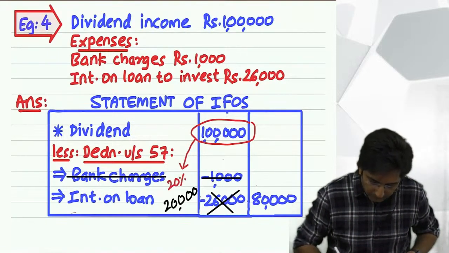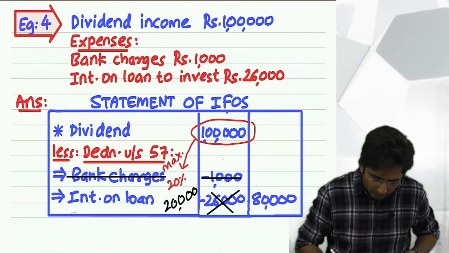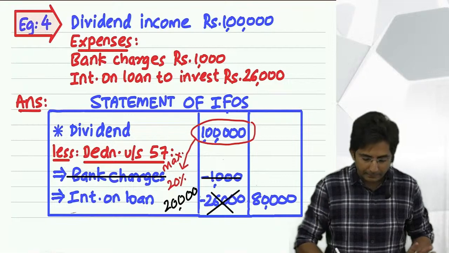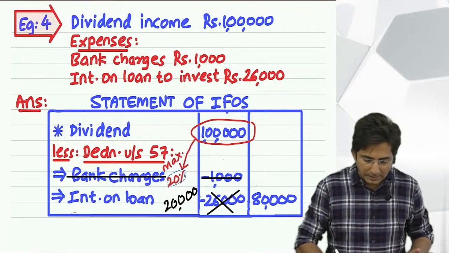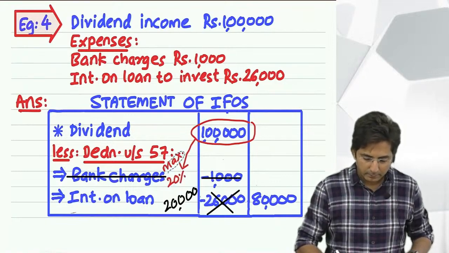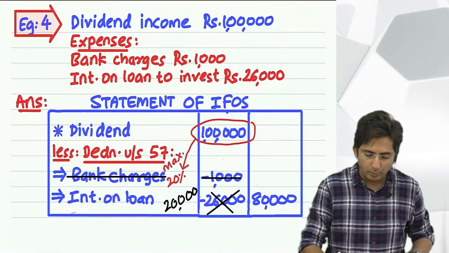And 20% is the maximum limit. Now tell me, maximum means what? Not more than that. What if the amount is less? Means this amount, look at this.